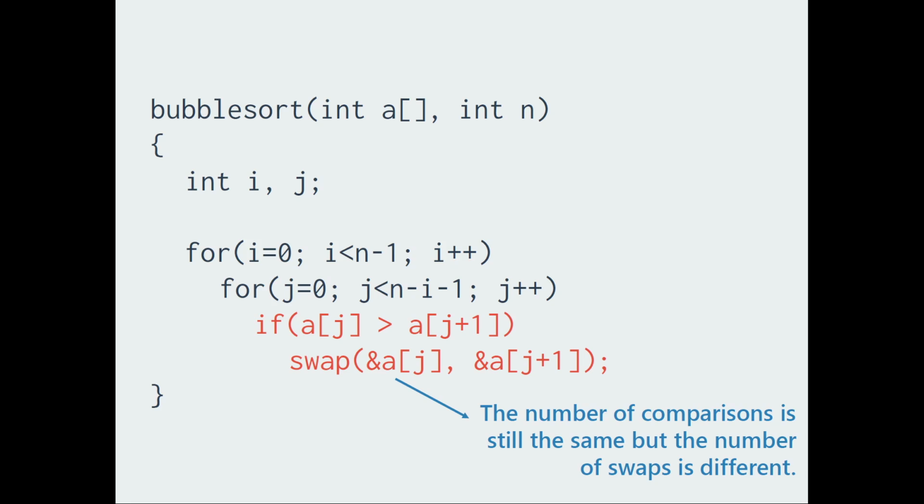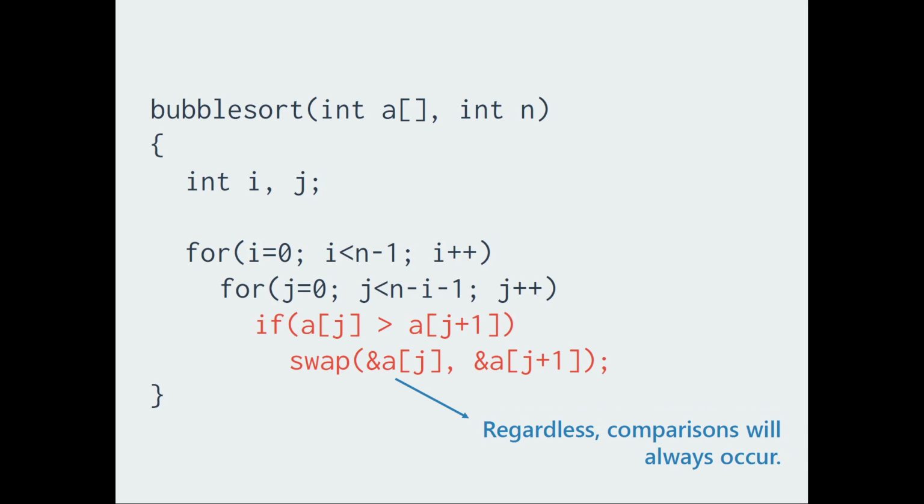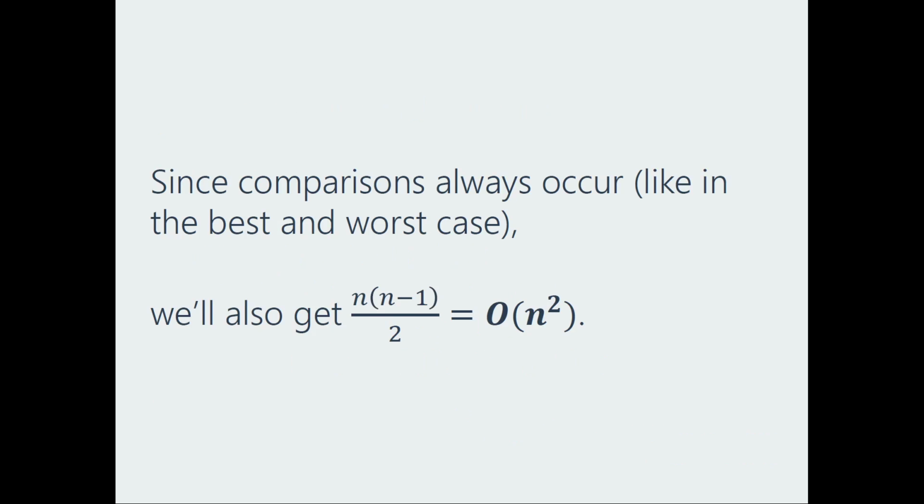This will be similar to the average case. The number of comparisons is still the same, but the number of swaps is variable. Regardless, comparisons will always occur. And since comparisons always occur, like in the best case and the worst case, we'll also get n times n-1 over 2, or O of n squared. So the best and average case for bubble sort is still O of n squared.